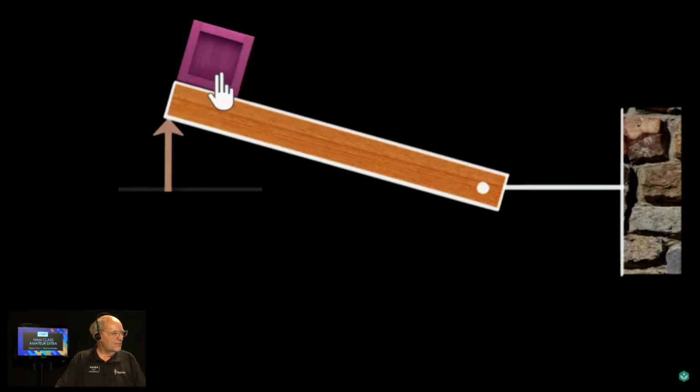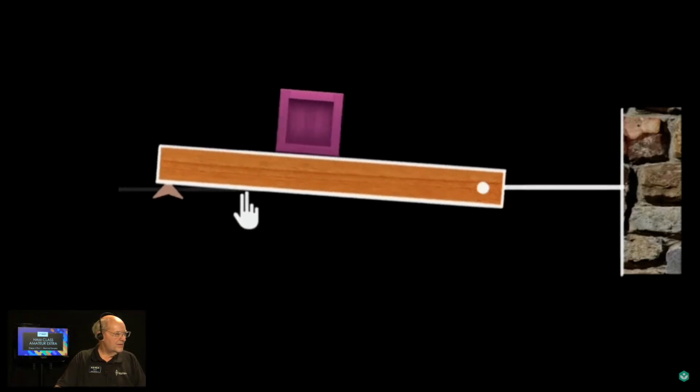So we have a situation where speed is 0, but the height is maximum. But now let's wait and see what happens. As the plank goes down, notice the box will keep on picking up speed. Speed keeps on increasing until the plank becomes parallel to the ground. That's when the height is 0, but the box now has a lot of kinetic energy, a lot of momentum.